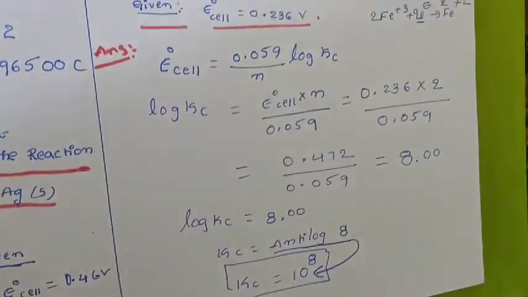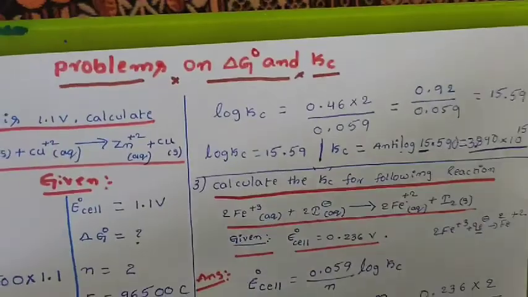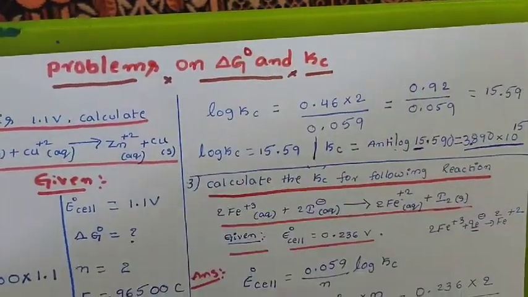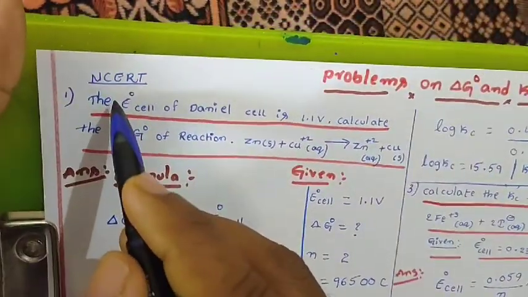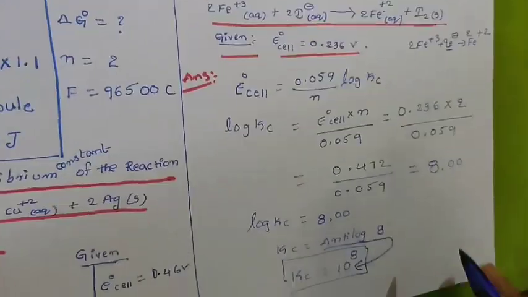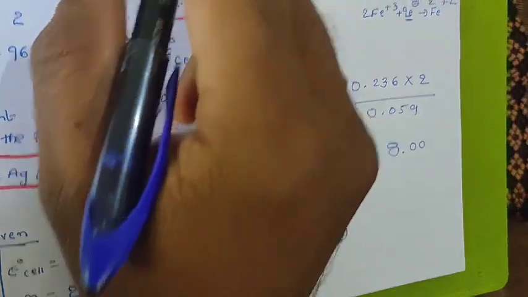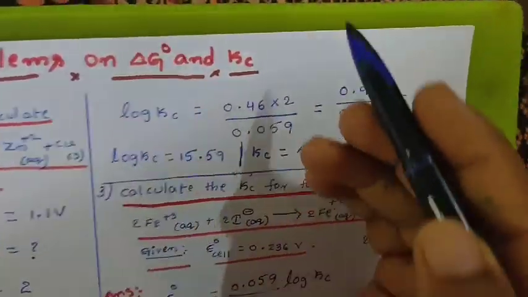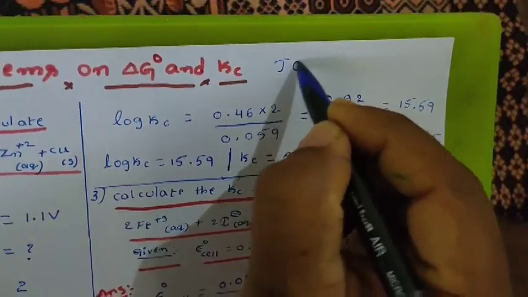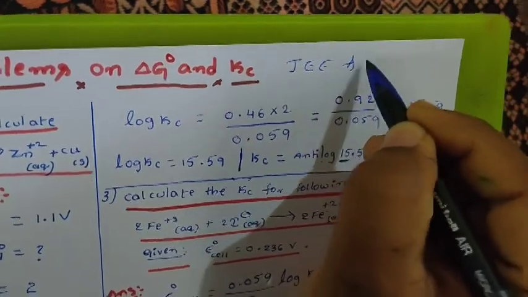So this is the way of solving problems on delta G naught and Kc for NCERT level. In the next class, we are going to discuss solving for the value of delta G naught and Kc at JEE and NEET level.